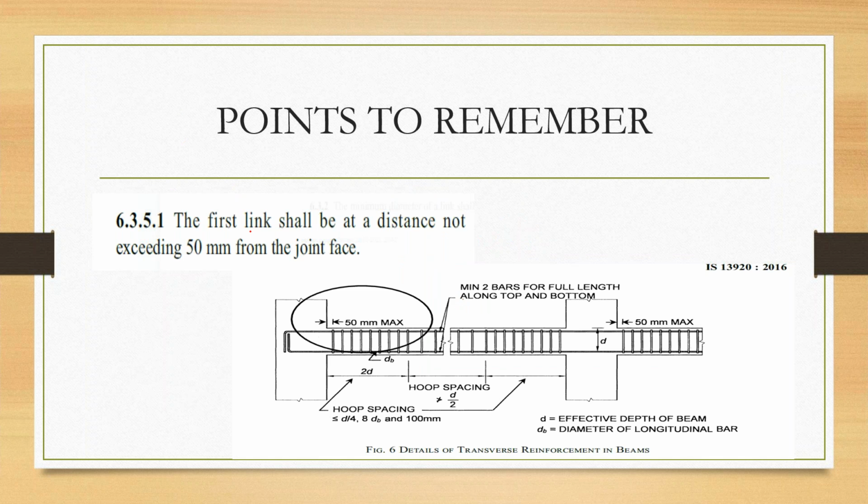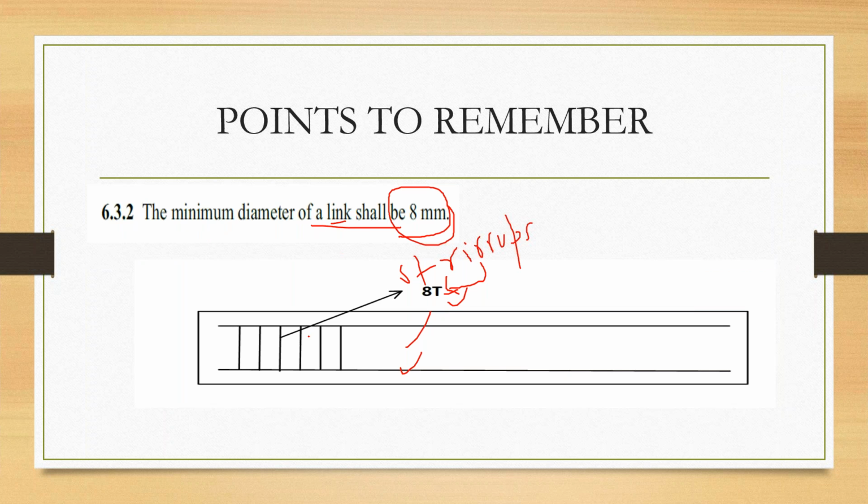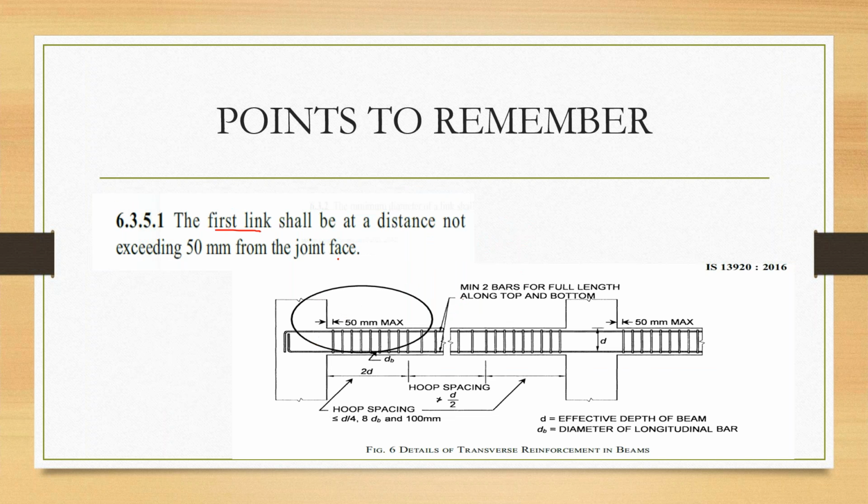Now next part, the first link I just now told you. Link is nothing but your stirrups. The first link shall be at a distance not exceeding 50 mm from the joint face. That means this is my joint, the beam column joint. It should be 50 mm maximum over here. In this complete diagram, just focus over here. So the first stirrup will start less than 50 mm distance from the column and beam joint.